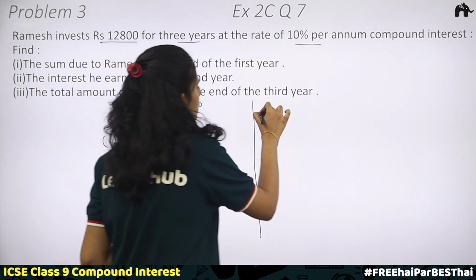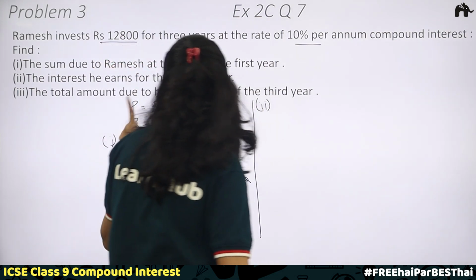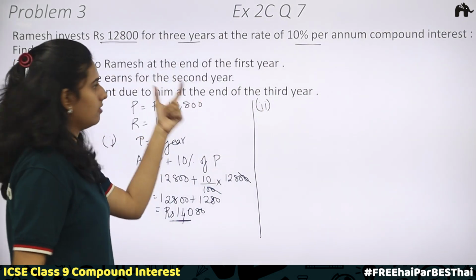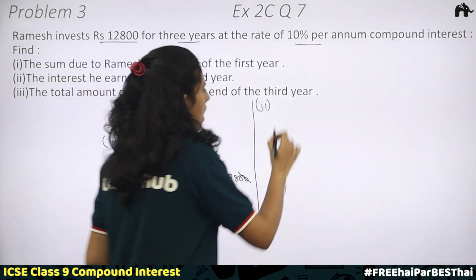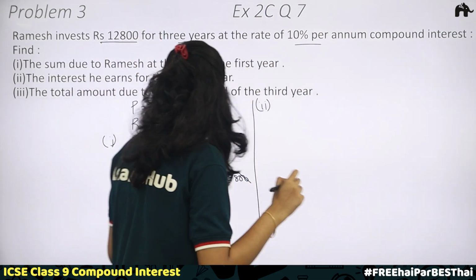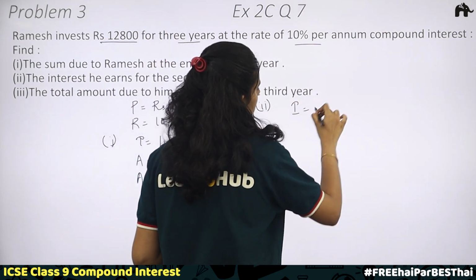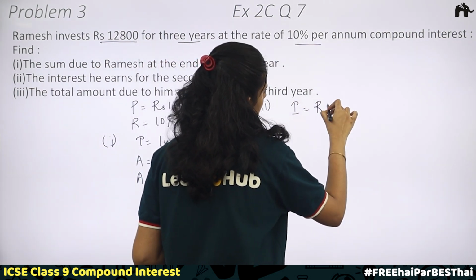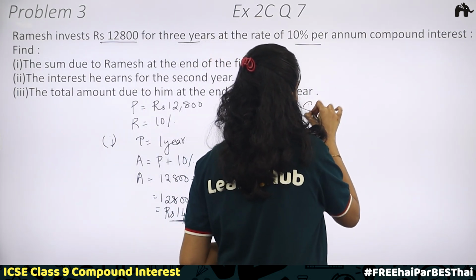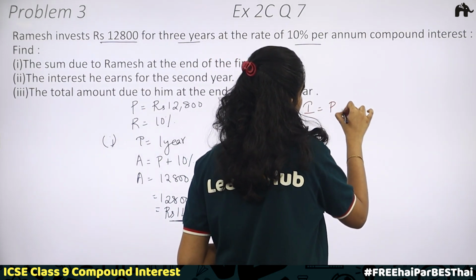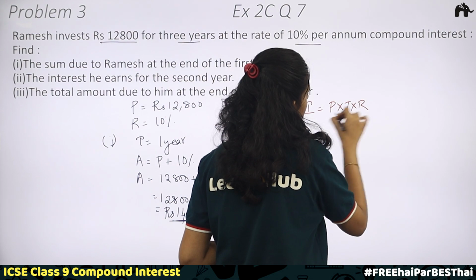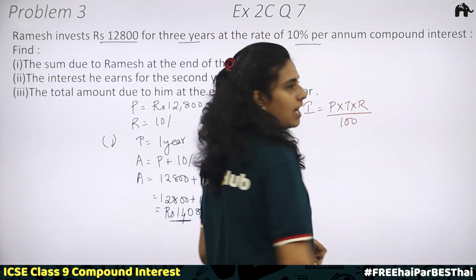Now, the second part of the question, we have to find the interest he earns for the second year. How to find the interest? Here we have the amount. Okay, interest is equal to principal into time into rate divided by 100.